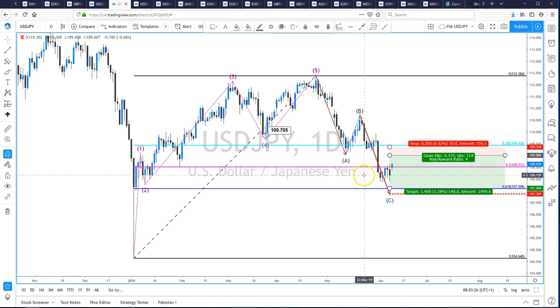To the upside, we've got some resistance at 109, the figure. We've also got this previous swing low here, which is at 109.02, so quite a solid area of resistance. To the downside, 107.60, which is the 61.8% fib, and then 107.37, which is the AB equals CD formation target.